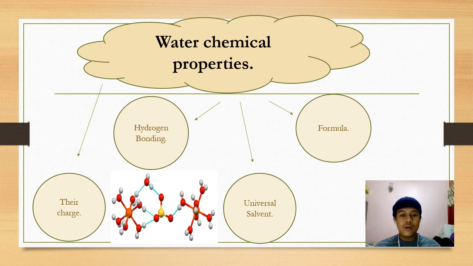The third point is universal solvent. Water is a very good polar solvent, so good it's often called the universal solvent. Water molecules can either accept a proton and become a hydronium ion with a positive charge, or donate a proton and become a hydroxide ion with a negative charge. My last point is formula. So the formula is H2O. Like I said before in the introduction, H2O means 2 hydrogen and 1 oxygen.